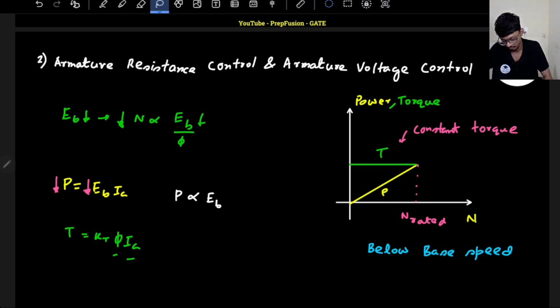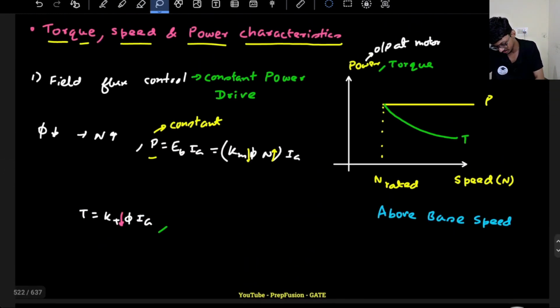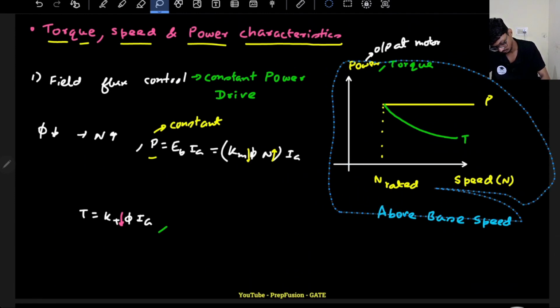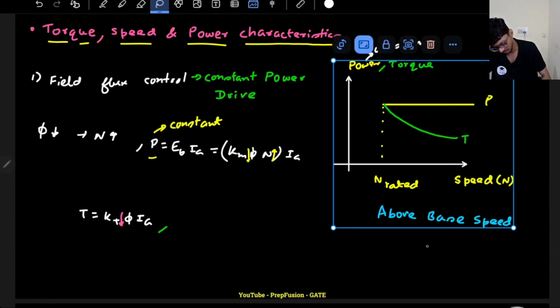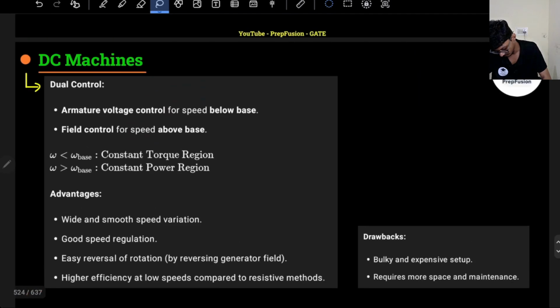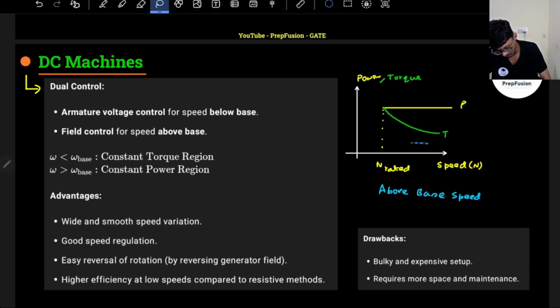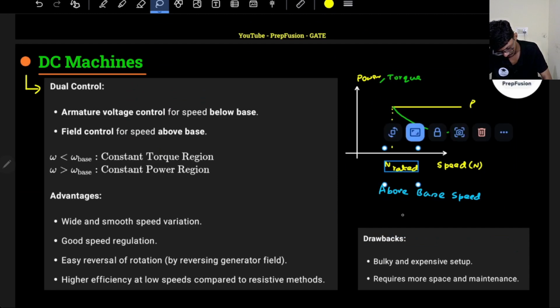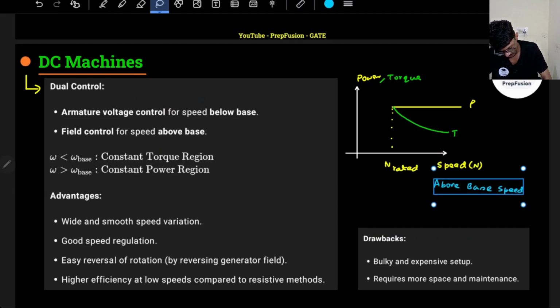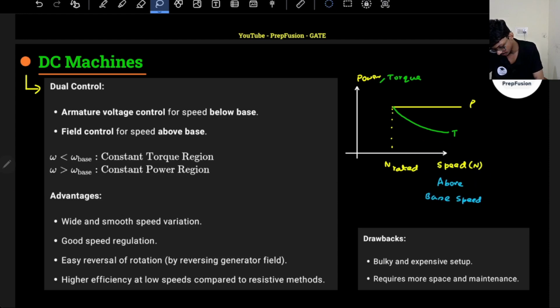So the whole graph will be like this. I will copy the whole graph, make it bigger, paste it over here. So what we do is basically we combine the two graphs. Okay, that is our main objective. We combine the two graphs and we use it for our speed control. So this will be above base speed, and above it the power will be constant. Okay, let me bring it further down.